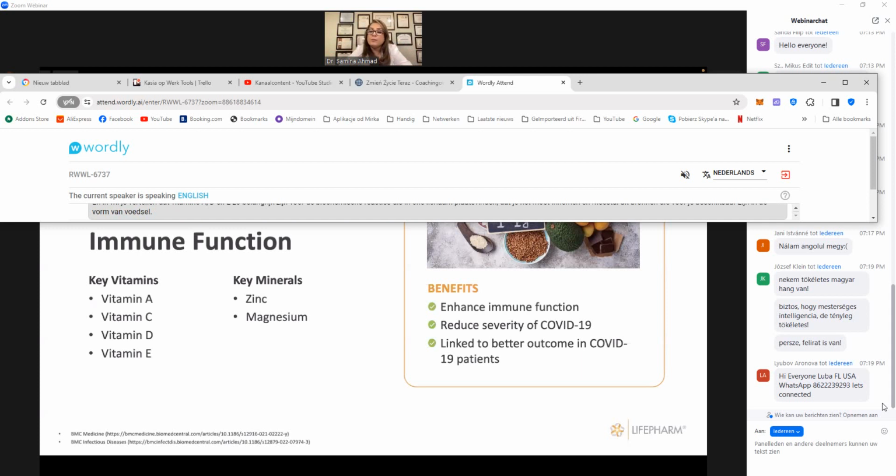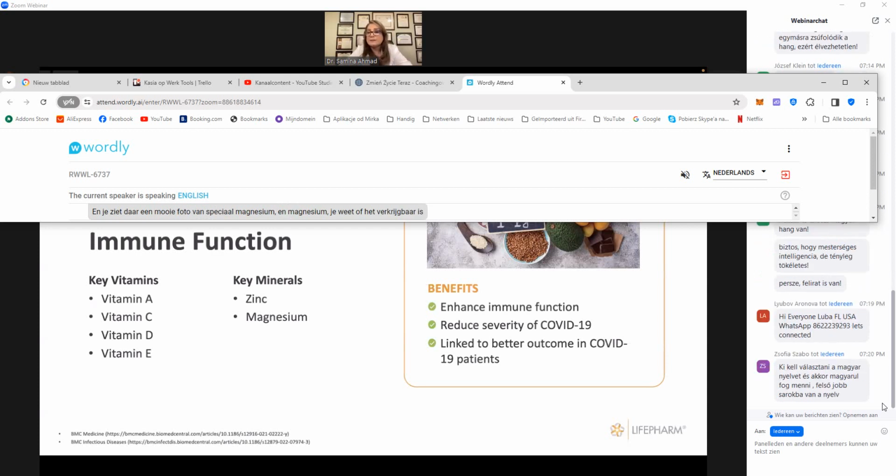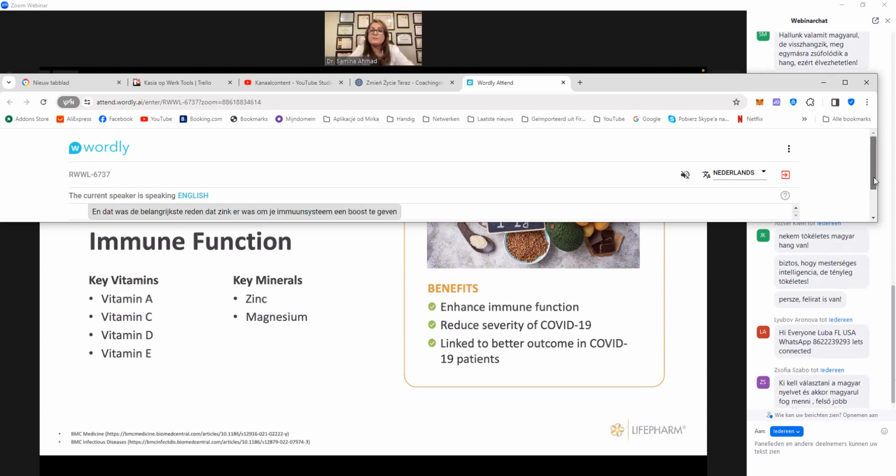And you see a beautiful picture of especially magnesium there, and magnesium, whether it's available in nuts, in bananas, in broccoli, avocado, zinc also. And during COVID, I remember that we definitely were prescribing zinc and vitamin D to be a major part of your diet. And that was the main reason. Zinc was there to give your immune system a boost. And of course, vitamin D and C.